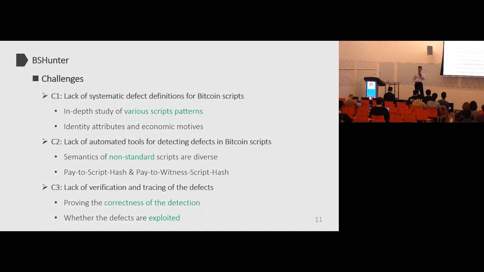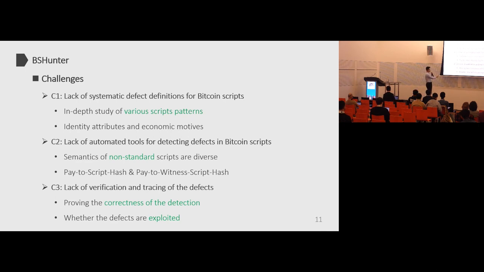As for the Bitcoin defects, it is non-trivial to detect all of them. The challenges are: challenge one is the lack of systematic definitions of Bitcoin script defects. To the best of our knowledge, there is no systematic defect definition in Bitcoin, because it requires an in-depth study of various script patterns, and we also need to consider the identity attributes and the economic motives. Challenge two is the lack of automatic tools for defect detection, because the execution semantics of non-standard scripts are diverse due to the infinite combination of operation codes, especially for pay-to-script-hash and pay-to-witness-script-hash. These two types' scripts only record the hash values, which is also challenging.